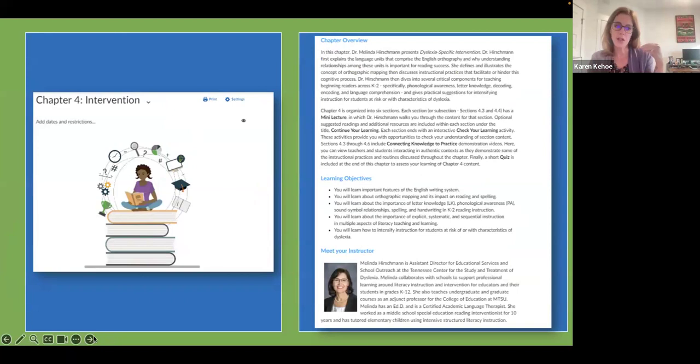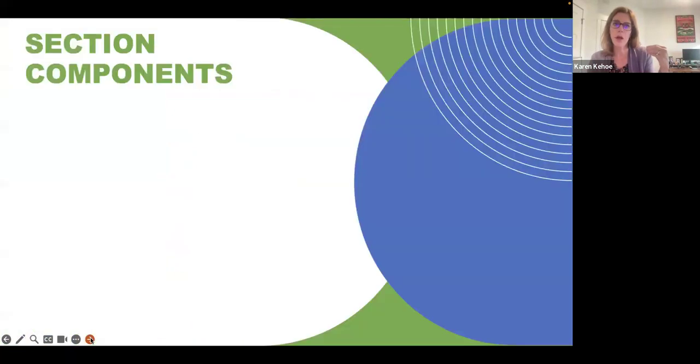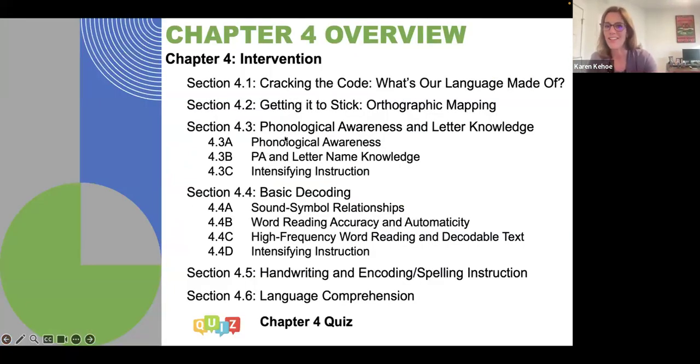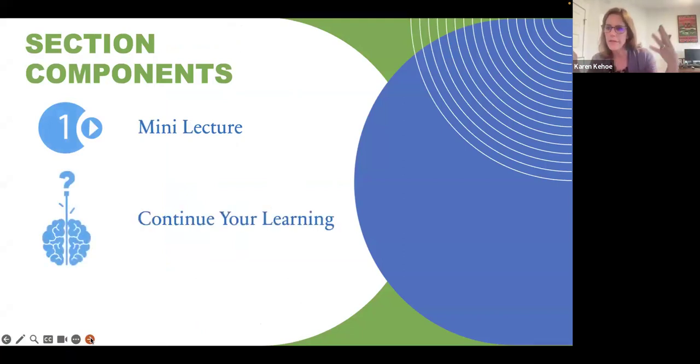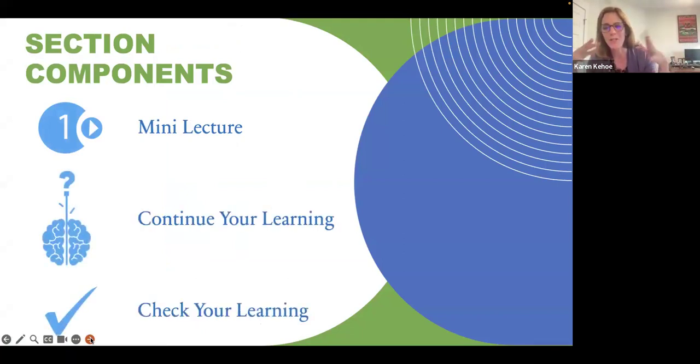Within each chapter, you've got those sections, and I say section, but in the case of chapter 4, it's also each subsection: 1, 2, 3, 4, 5, 6, 7, 8, 9, 10, 11. Yeah, I thought it was 11. Within each section, you're going to have a mini lecture, which is between 5 and 20 minutes. In some cases it's 20 minutes, but the average is about 5 to 12. Following the mini lecture, you have several options for continue your learning, and I'll show you some of those options.